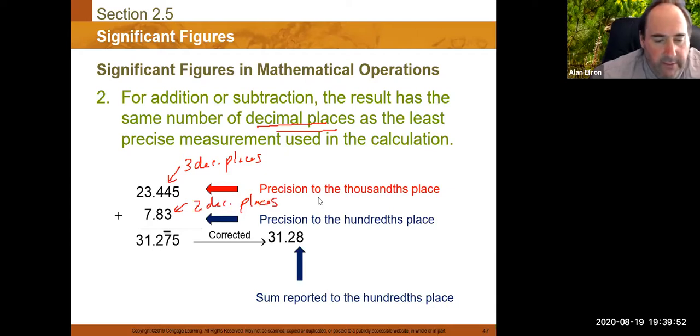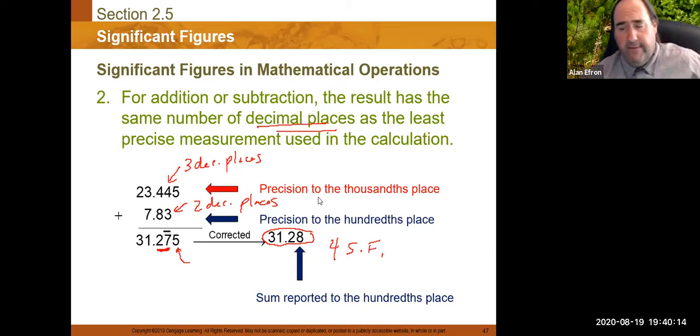That means when we do our answer, it actually should go to 2 decimal places. Now we're going to look at the 5 and we're going to round it to 31.28. 31.28 has 2 decimal places, but it has 4 significant figures. So 2 decimal places, but 4 significant figures.